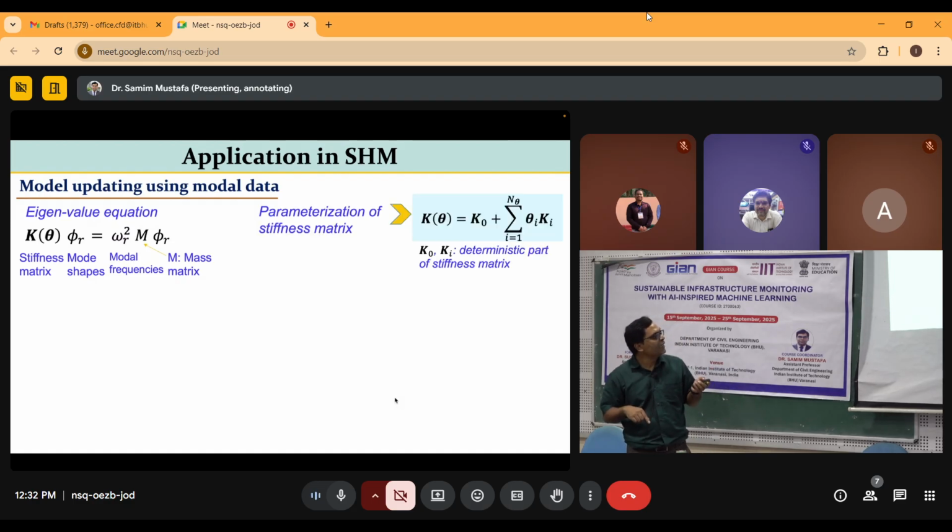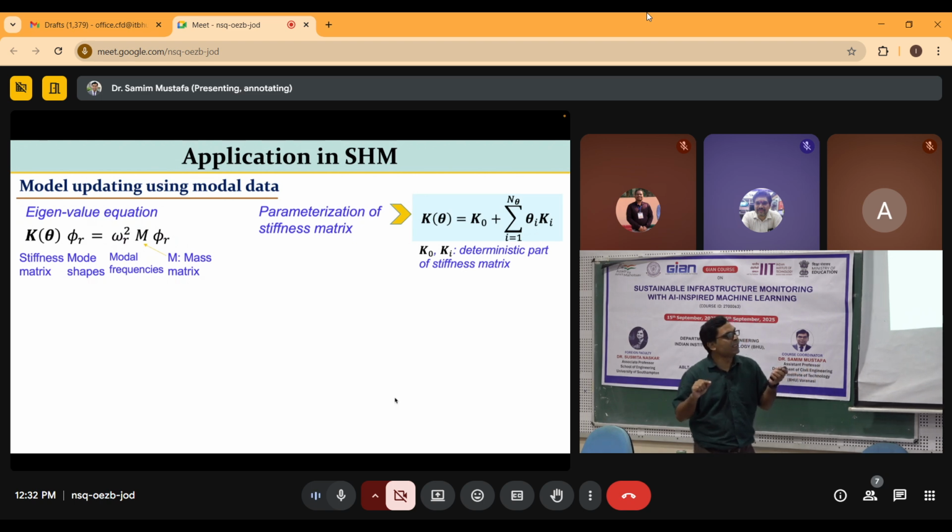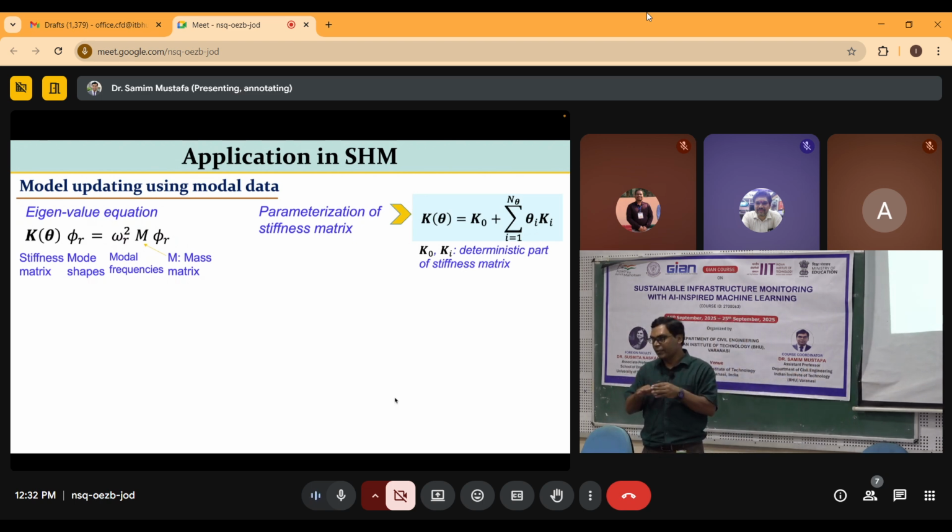Okay, so what is happening? If it is a linear system, this K(theta) can be represented by K naught plus the summation of theta_i multiplied by K_i. Do you understand this? K naught and K_i are all constants. The only variable is theta. Suppose you are predicting that the modulus of elasticity E is not the same between the numerical model and the actual structure. Then you want to update E, so theta will be E. Whatever else is there in the stiffness matrix is K_i, or K naught also, depending on how you are representing the equation.